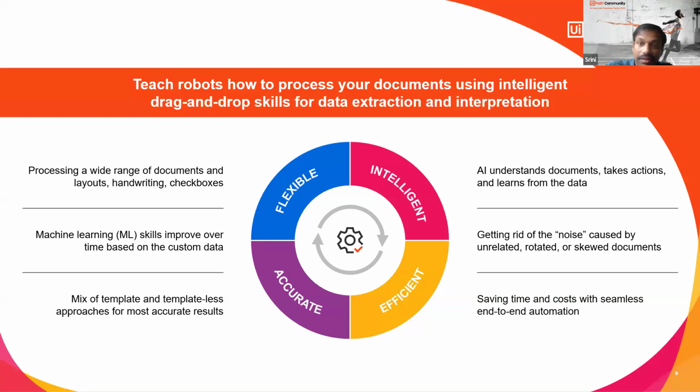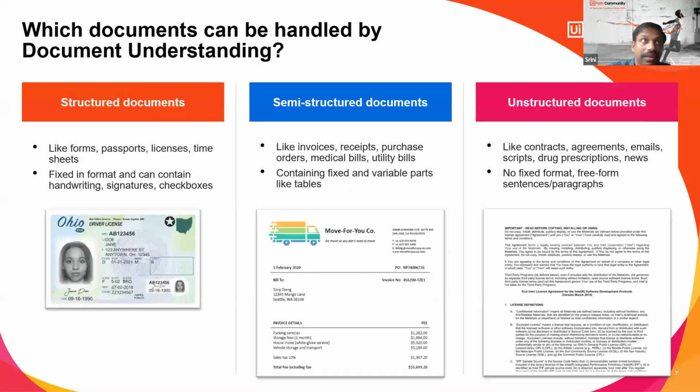So usually the documents are categorized into three different categories. One is a structured document where, for example, if we take a passport, it is very structured and aligned, and it's a fixed format. It can contain handwritten text or signatures or check boxes, but the layout is not changing. It has a fixed layout.